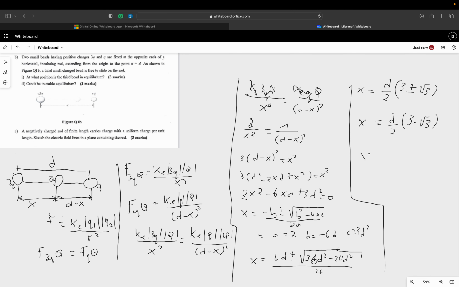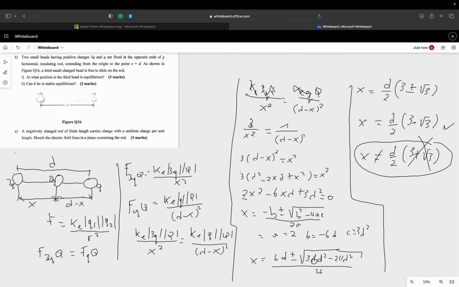Why can't x be equal to d over 2 into 3 plus root 3? Simply because x should be less than d. So we can't take that answer. So that is why x should be equal to d over 2 into 3 minus root 3. This is our answer.